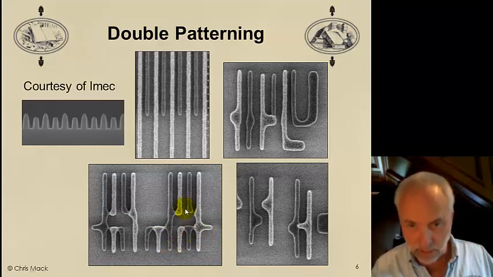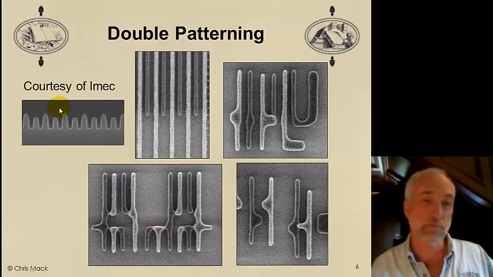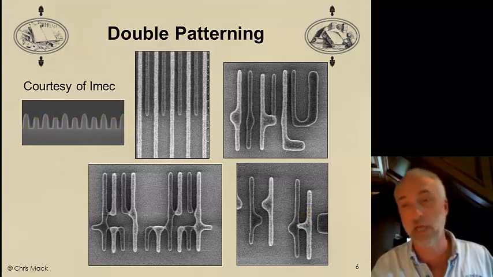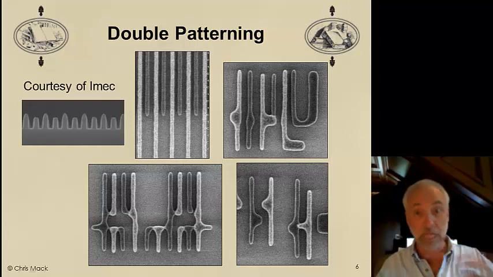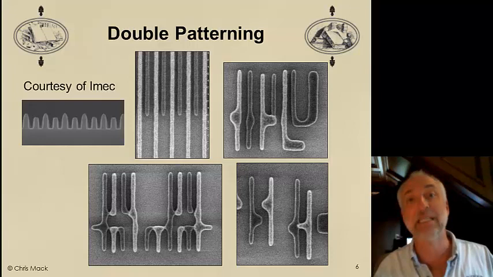You can also see how complicated it can get. You can see how difficult it is to prevent, say, pinching that happens at these spots, etc. Here's a cross-section showing the hard mask and the photoresist after it's been etched into the underlying layer. So this is possible to do, but it is not easy.